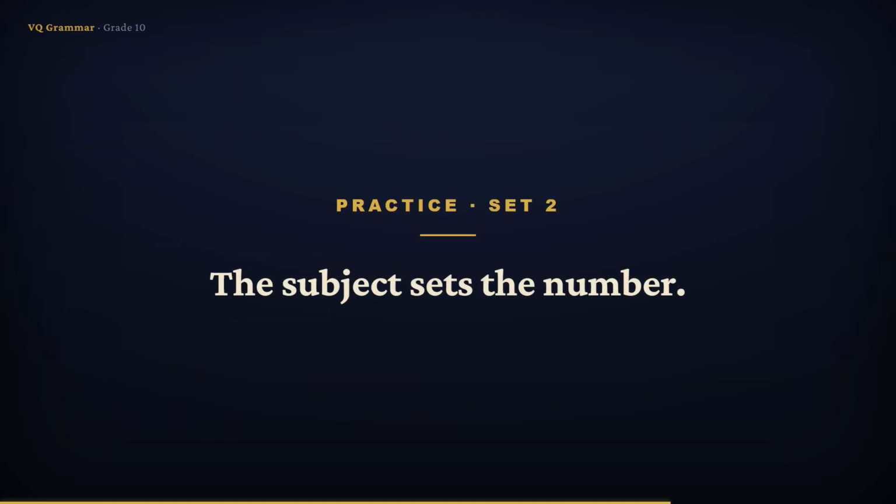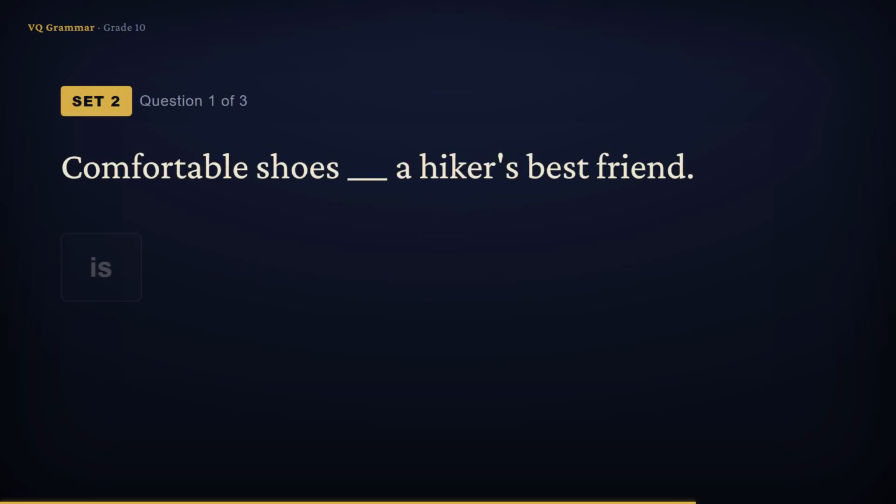In this second set, the trap is set on purpose. Each sentence parks a noun of the opposite number right beside the verb. Cover it with your hand, find the real subject, and choose. Pause and try each one before I answer. Comfortable shoes, blank, a hiker's best friend.